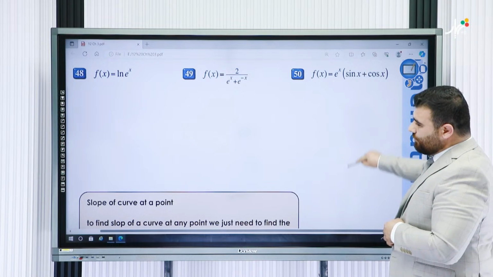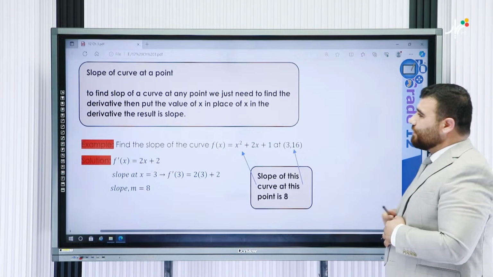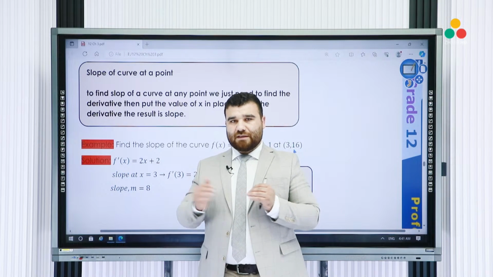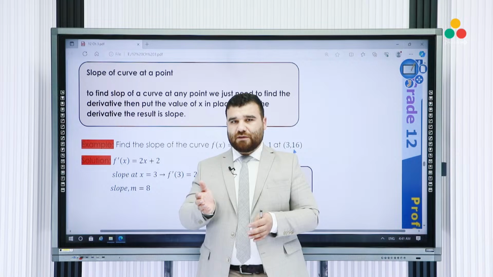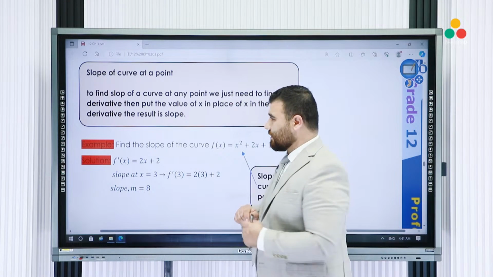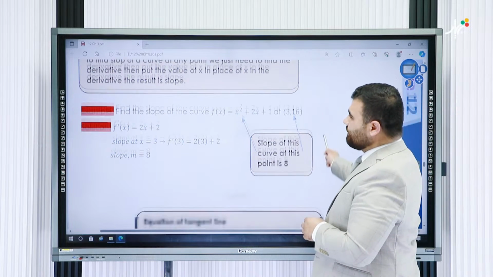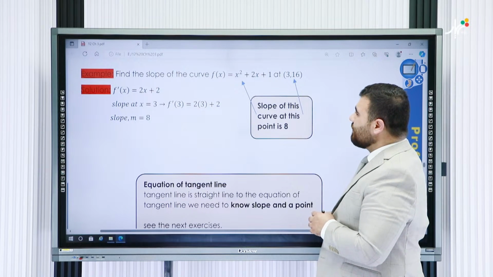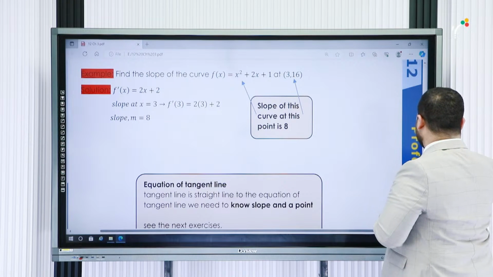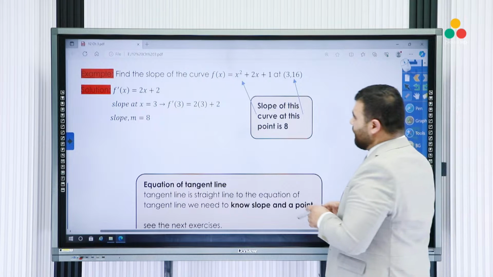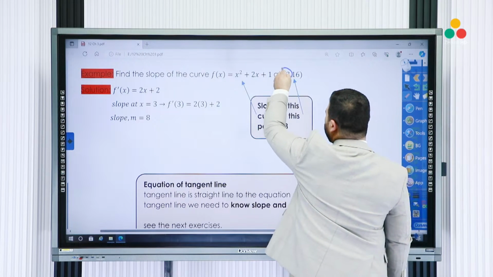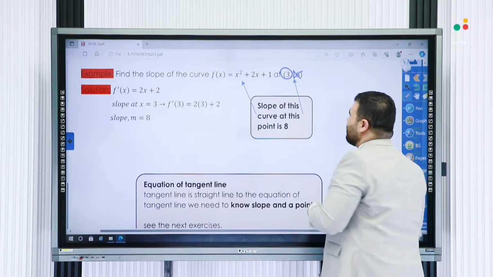Now we're going to use derivatives to find slope. Actually, derivatives are slope, but when you find the derivative of a function, if we enter any x value, the result we get is the slope of that function at this x. Look at this example. Find the slope of this curve at (3, 16). First of all, when you want to find slope, we need only the x value. This y value is extra.